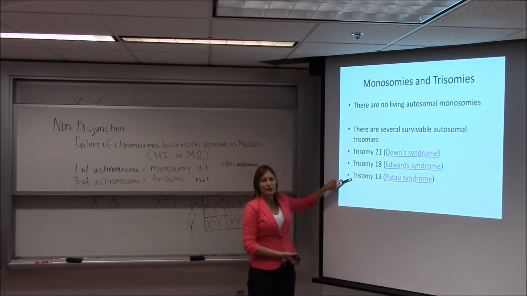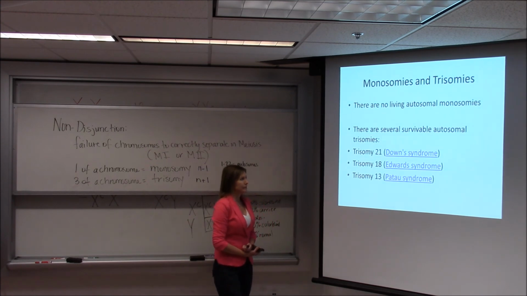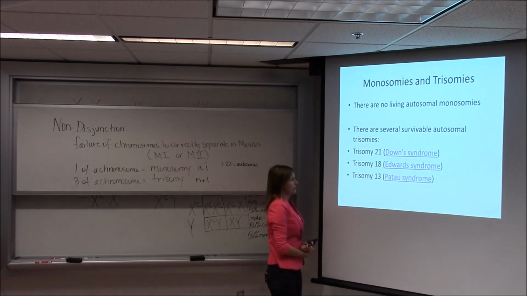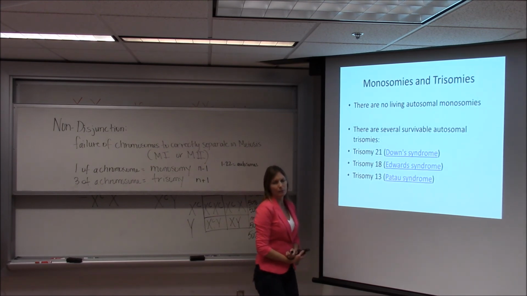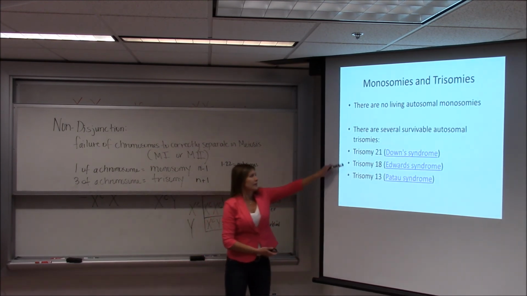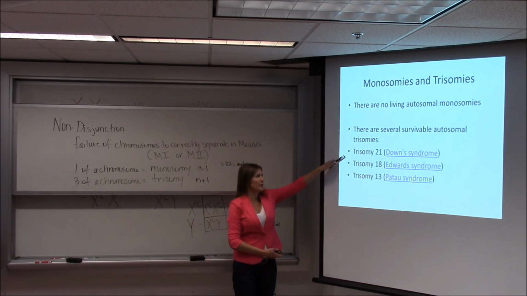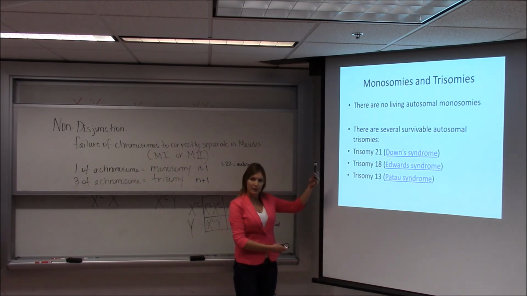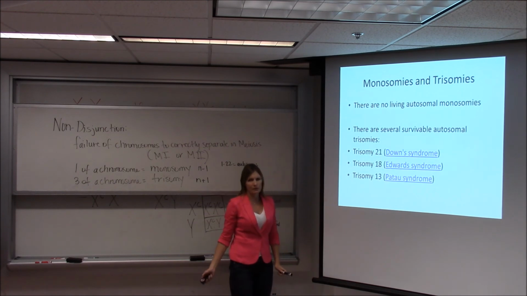21, 18, and 13 happen to be chromosomes that don't code for as many traits. 21, if you have 3 21s, you have Down syndrome. But trisomy 18, Edwards, and trisomy 13, Patau syndrome. So 13 and 18 have some severe birth defects. 21, whole range of abilities of these people. Some have fairly normal lives, some have more issues than others. So there are some survivable autosomal trisomies, but no living autosomal monosomies.